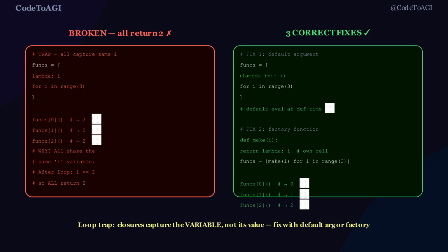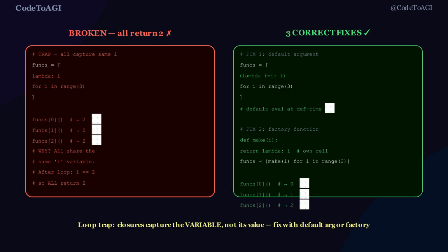Why? All three lambdas capture the same variable i, not the value of i at creation time, the variable itself. By the time we call them, i is 2 and stays 2. Now look at the right side, 3 correct fixes. Fix 1, default argument. def f(i=i) captures the current value by binding it as a default. Default arguments are evaluated at function definition time.